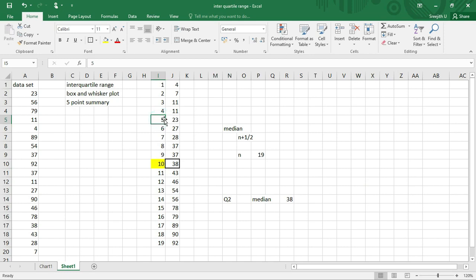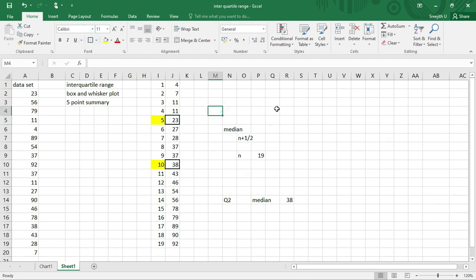If I take the 5th observation, you will notice that there are 4 observations below that and 4 observations above that. So the 5th value will divide the lower half of our median into 2 further components. That value is 23. So 23 is the value which divides it into 2 parts, and therefore it is your first quartile. It's referred to as Q1.